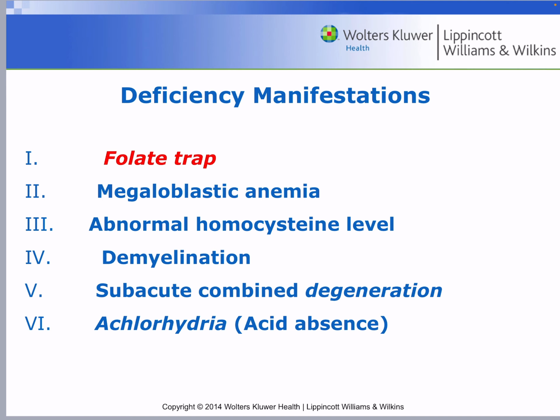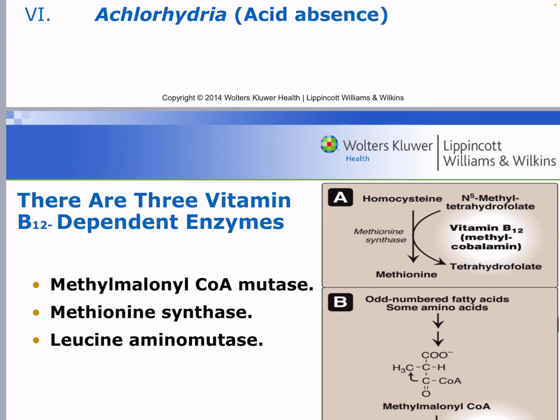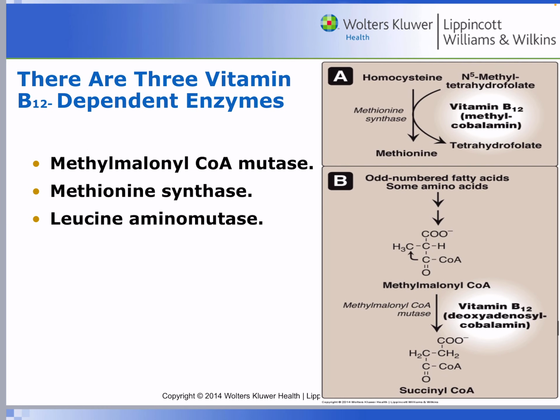Or شيء بسموه achlorhydria. Achlorhydria اللي هو absence of acid in the stomach. أعتقد إنه هي العكس بالعكس إنه الachlorhydria هي اللي بتسبب الفيتامين B12 deficiency because it's like the atrophy of the stomach. طيب.